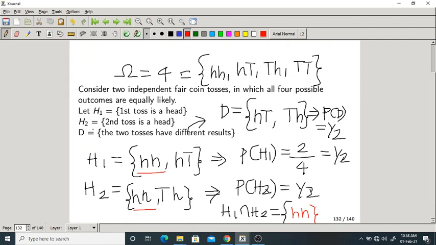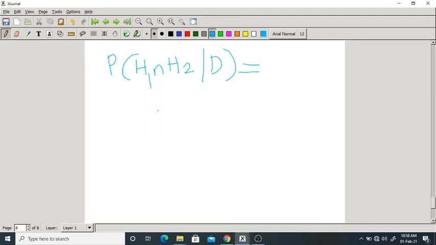And what is D? The two tosses have different results. Here H1 intersection H2 has only one result, that is HH. Given that D, what does D say? Different results. Now can you tell me this probability? In H1 intersection H2 we have only one element, HH. Both are the same. Given that D means both should be different. What is the probability? It is 0.